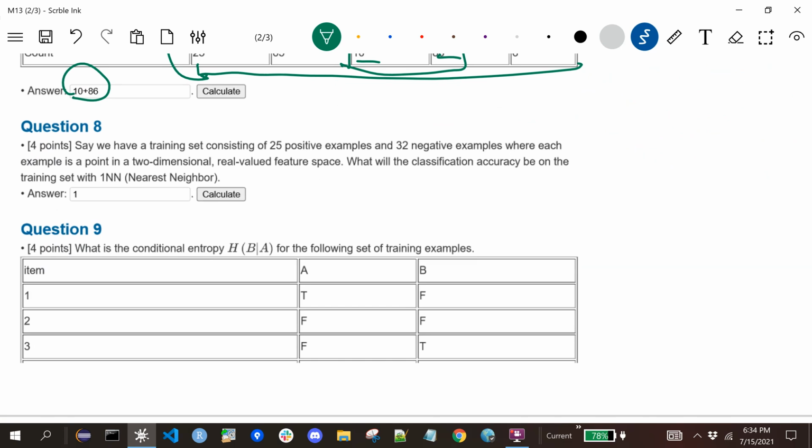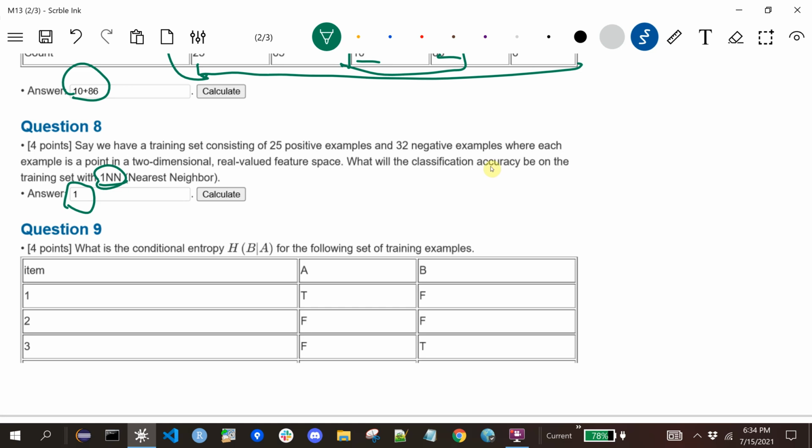Next one is very similar to the leave one out accuracy question we did. The only difference is we're using 1 and n here. So when we use 1 nearest neighbor, if you test it on the training set, everything is going to be classified correctly, because the nearest neighbor of that example will be just that example. So everything will be classified correctly. So the accuracy will be 1.